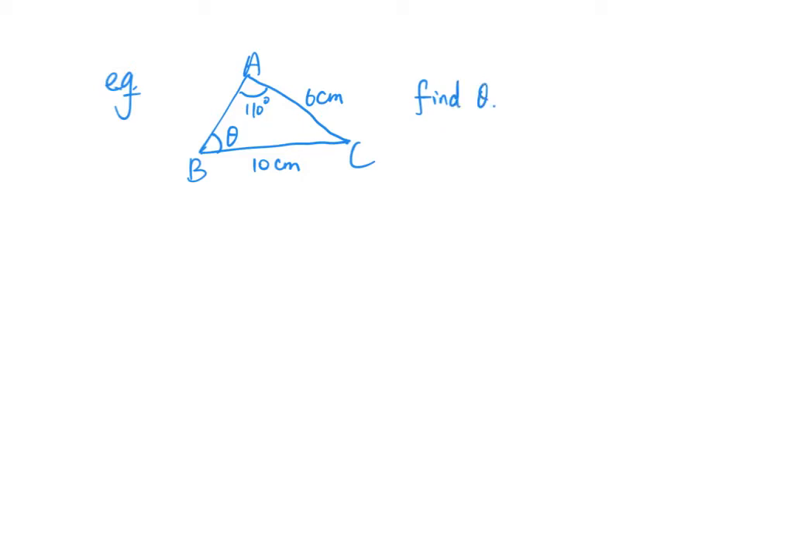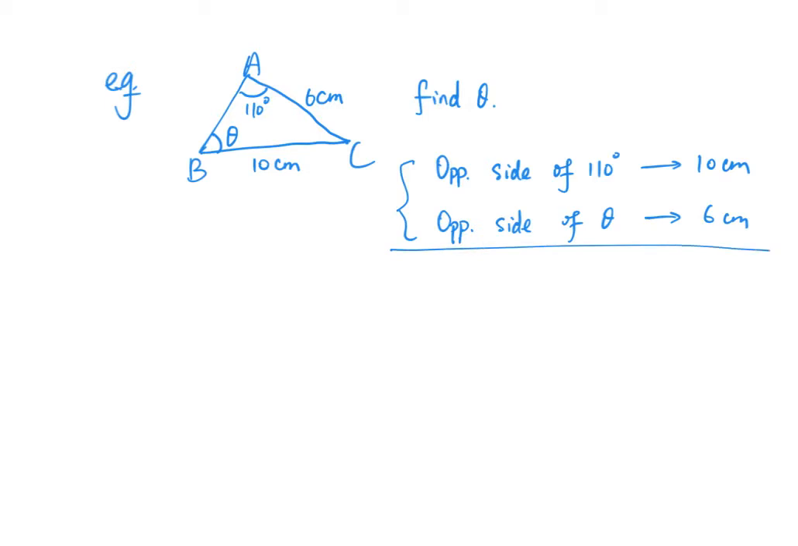So how to find it? First of all, we need to identify the opposite side of 110 degrees, which is 10 centimeters, and the opposite side of theta, which is 6 centimeters. Once we identify these two sets of data, then we can use the sine formula to link them up.